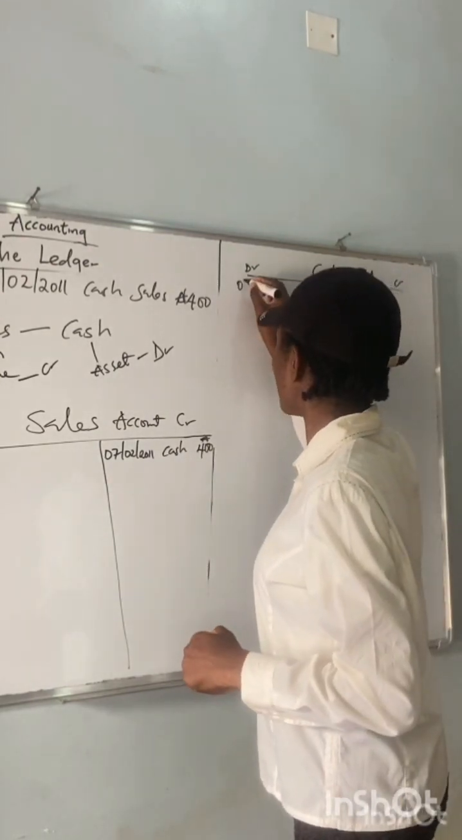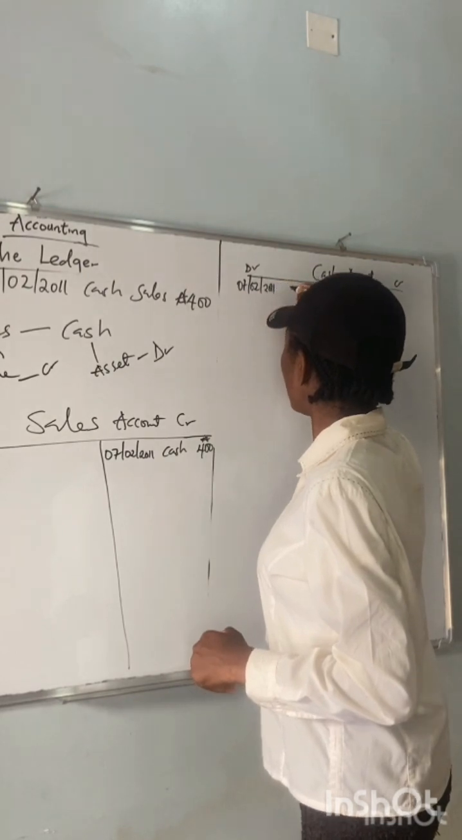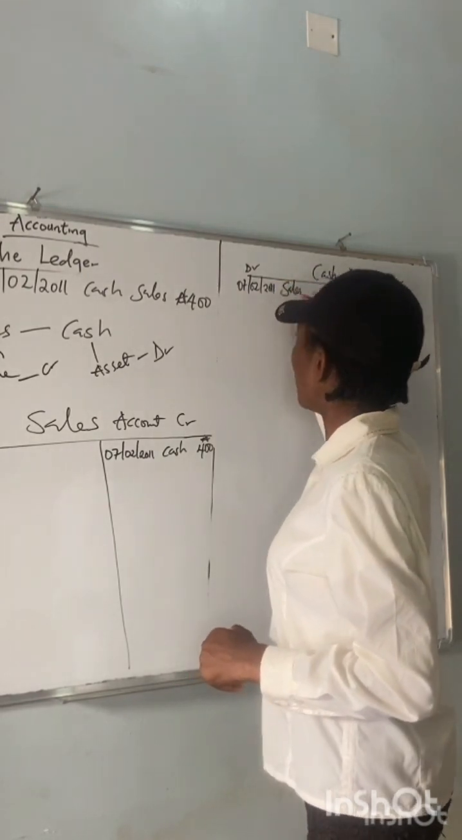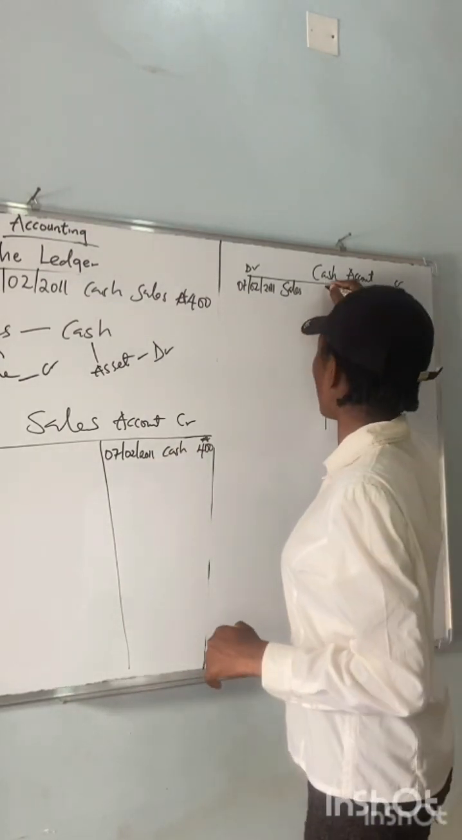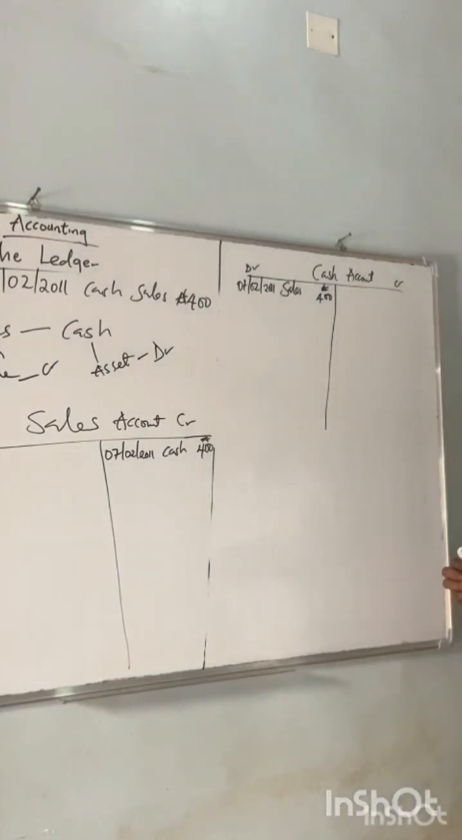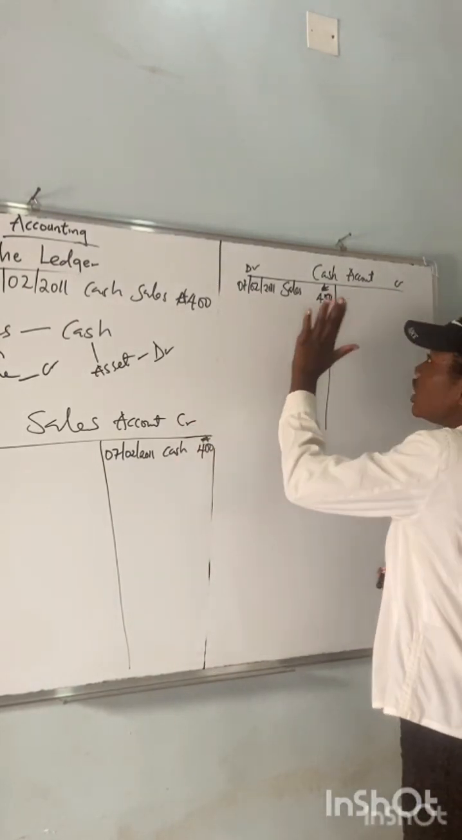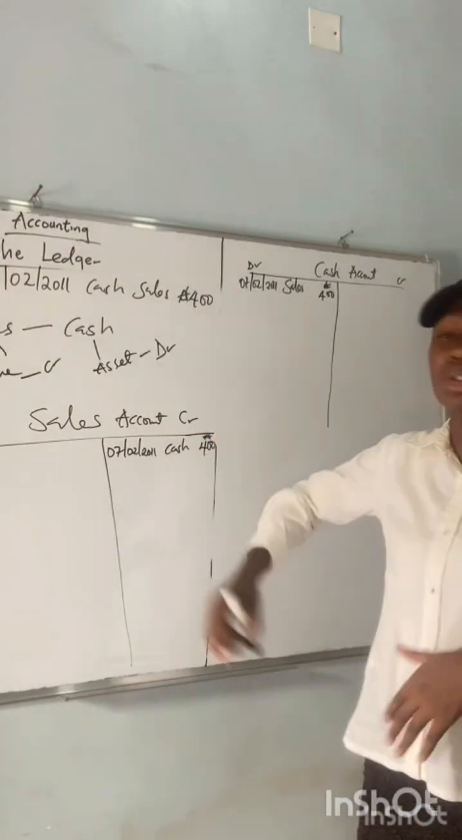Our date is on the 7th, same date, 2011. Now we'll be entering as what? Sales, because this money was received from sales. It was received from the sales of goods for how much? 400 naira. As you can see, this account was credited and this was debited. So you can say we have successfully posted this transaction into the ledgers.